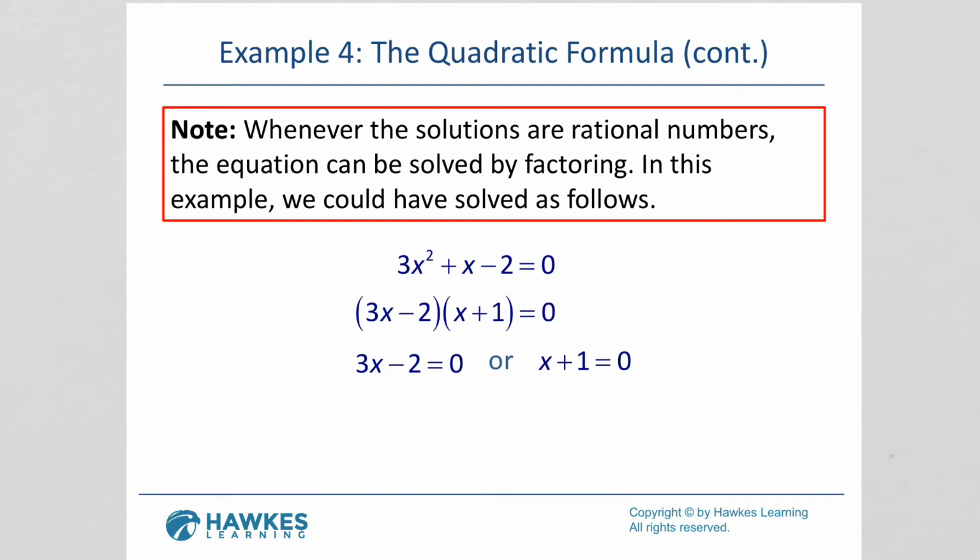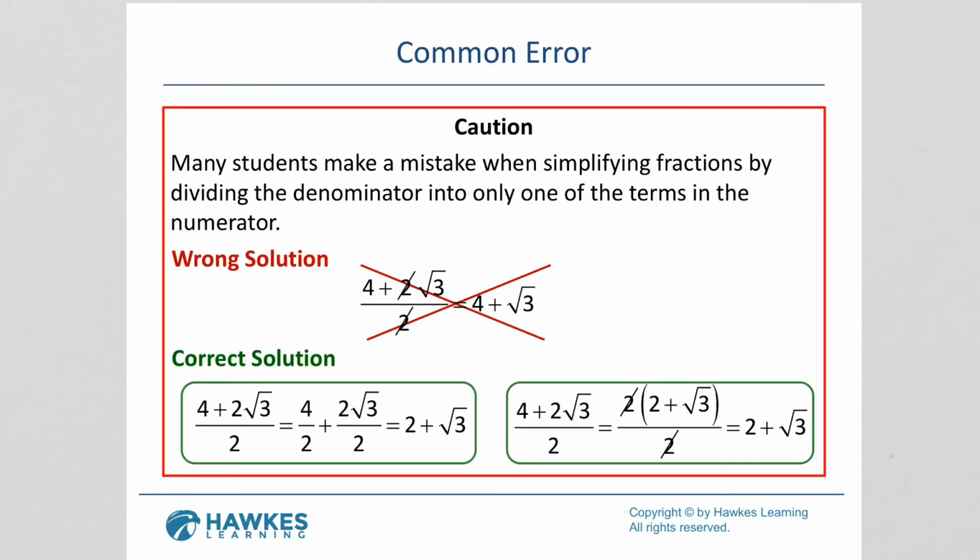So 3x minus 2, when I solve that for x, I would add 2 and divide by 3, which gives me x equals 2/3. X plus 1 equals 0. I'm going to subtract 1 from both sides, which is going to give me x equals negative 1. So the quadratic formula always works, no matter what kind of solution we have. But a lot of times factoring is easier, so always look to see if you can factor first.